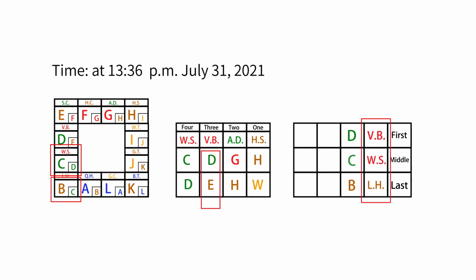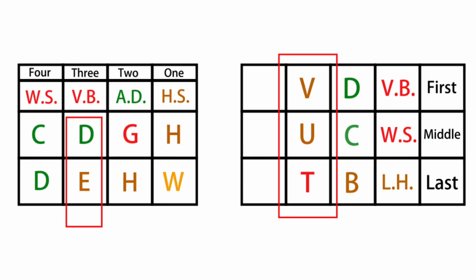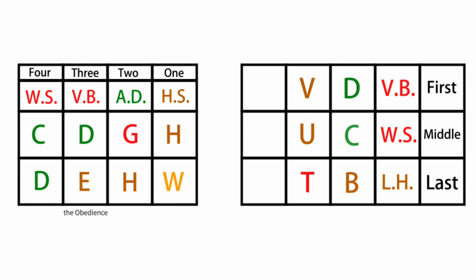Then we write here the celestials corresponding to these three terrestrial branches in this course, and write the heavenly stems corresponding to each terrestrial branch here. The ancient Chinese called this situation the obedience. Why did the ancient Chinese give this situation this name?